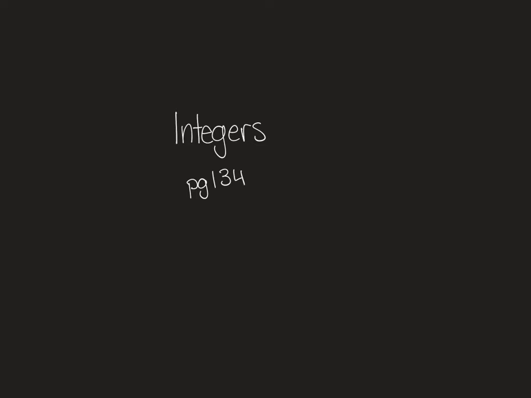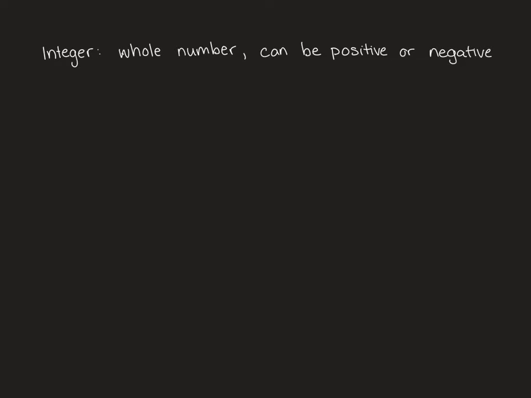Today's lesson is an introduction to integers, and this will cover page 134. An integer is a whole number, which means that there is no decimal place in it. All of the place values come before the decimal, and it can be either positive or negative, or in the case of 0, neutral.